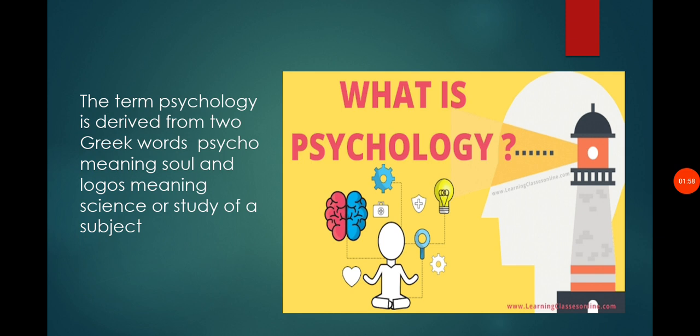A long time back, students were told that the term psychology is derived from two Greek words. They are psyche and logos. Psyche meaning soul and logos meaning science or study of a subject. Thus, psychology was a study of the soul or mind. But since then, it has moved away considerably from the focus and established itself as a scientific discipline which deals with processes underlying human experience and behavior.